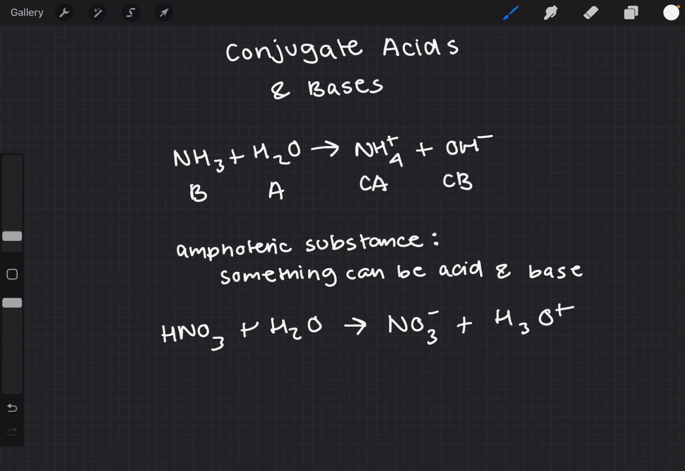So in this case, water acted as a base because it gained a proton from the nitric acid. So water was the base, nitric acid was the acid, and then the conjugate acids and bases are nitrate and hydronium. So in this case, hydronium is the conjugate acid because it is what gained the proton, and then nitrate is the conjugate base because it is what lost the proton.